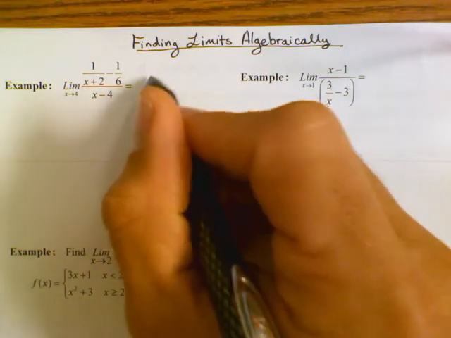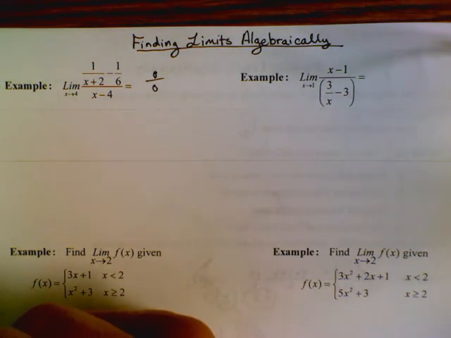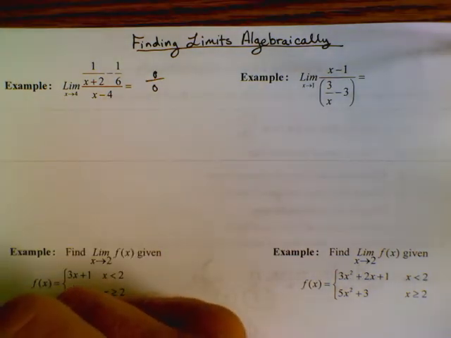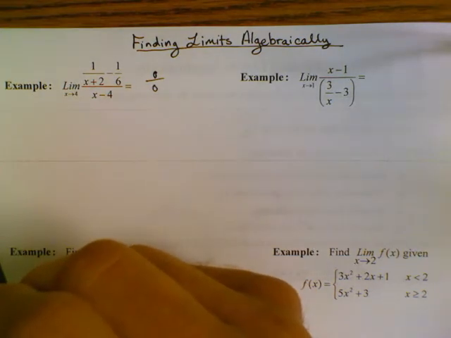we're interested in. But when you do that, you'll get 1/6 minus 1/6 on top and 4 minus 4 on bottom, which results in a 0 over 0. So it's indeterminate. So we're going to have to figure out how we're going to deal with this situation.